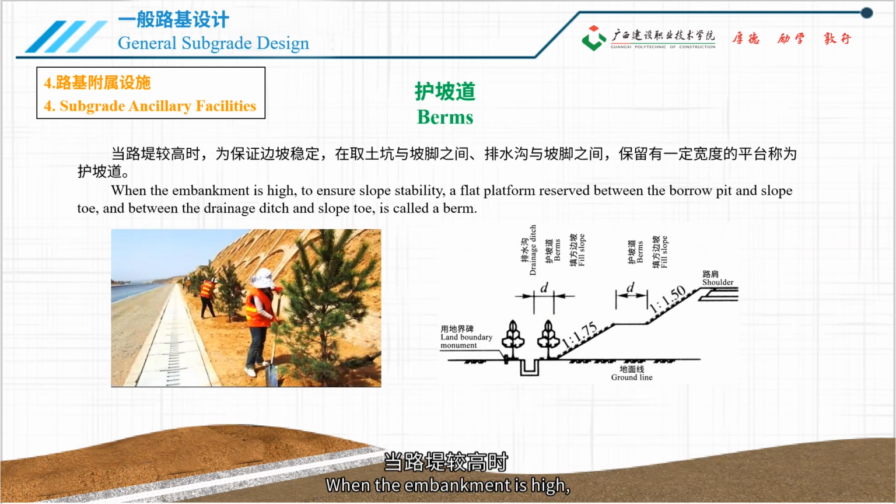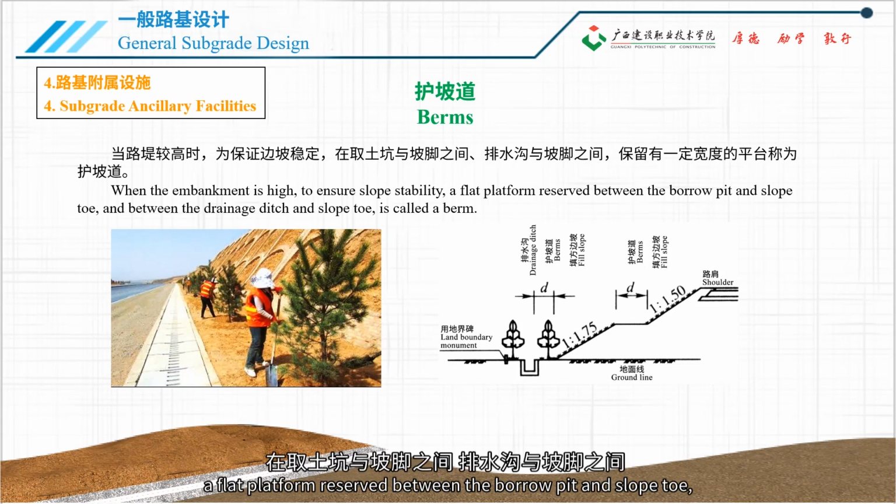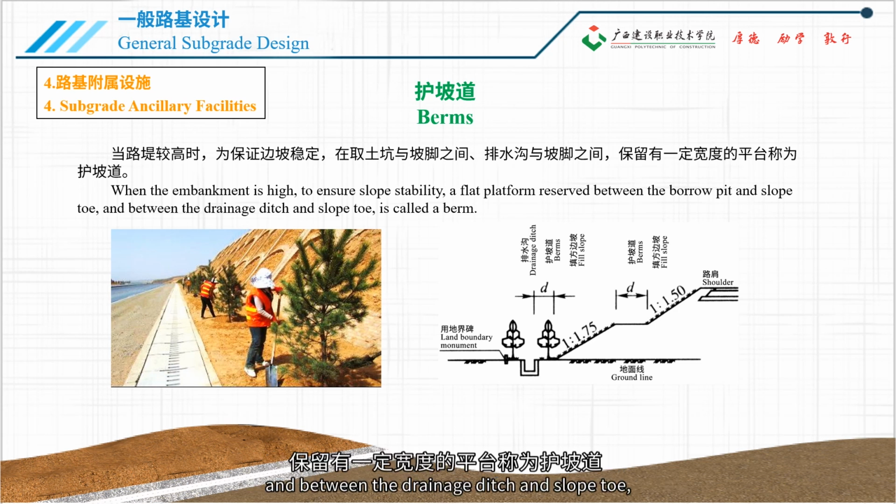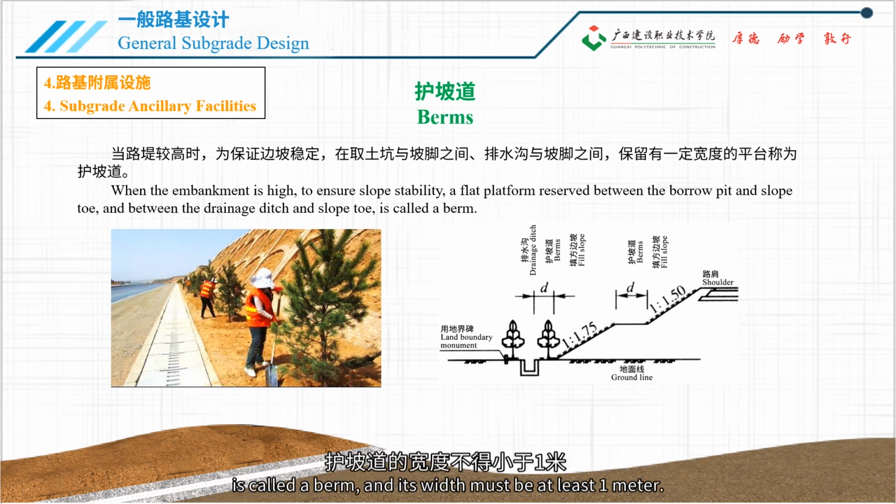When the embankment is high, to ensure slope stability, a flat platform reserved between the borrow pit and slope toe and between the drainage ditch and slope toe is called a berm, and its width must be at least 1 meter.